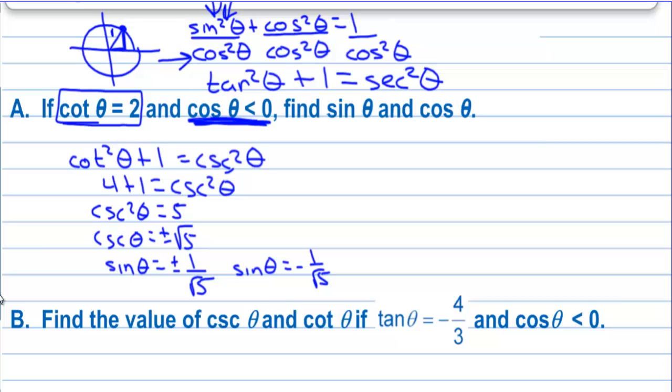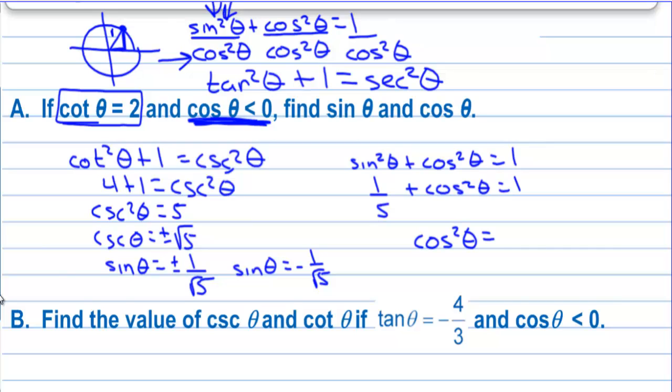And we are asked to find cosine as well. Sine squared plus cosine squared is equal to 1. And sine squared is 1 over 5, plus cosine squared theta equals 1. We have cosine squared theta is equal to 5/5 minus 1/5, which is 4/5. Cosine now is equal to, it would be plus or minus, but they're telling us that cosine is negative. It's negative 2 over square root of 5.